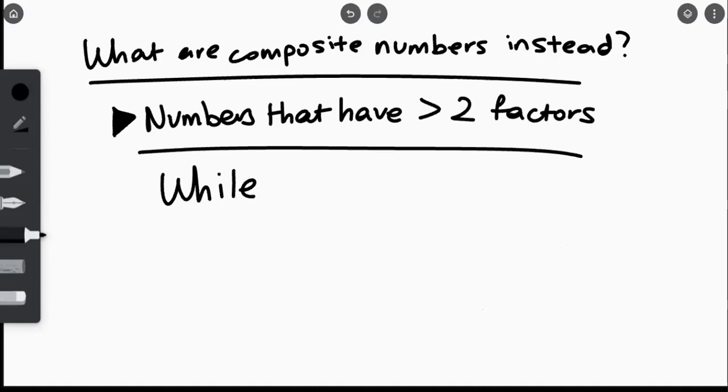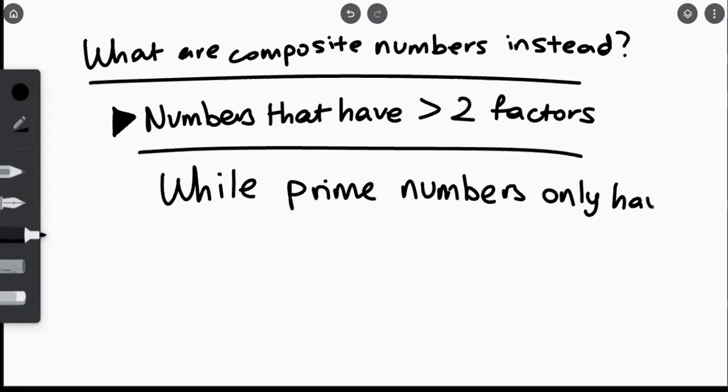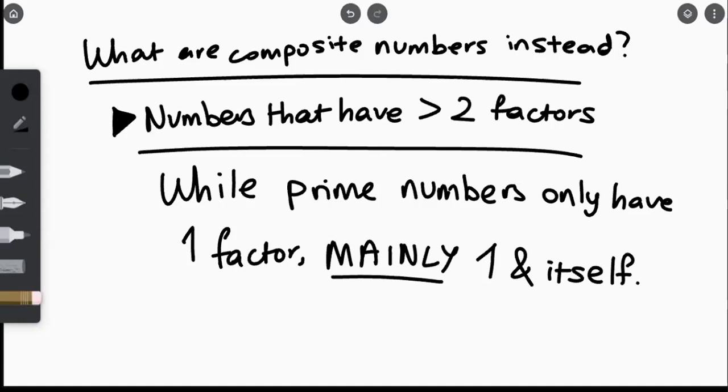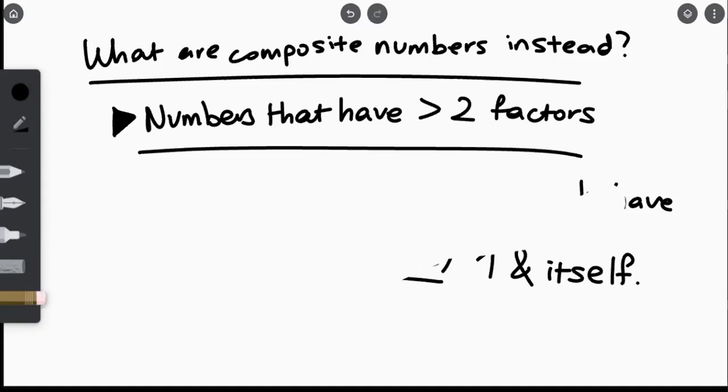while prime numbers only have one factor. Then this is for the higher order students. You'll write mainly 1 and itself. Okay, can? Yeah, so it's something like that. Clear? Alright, so we are done with this already.